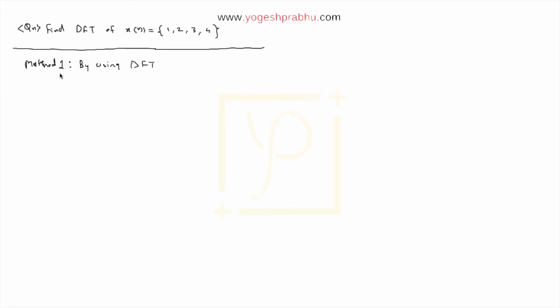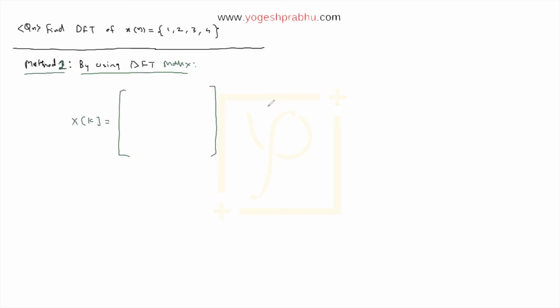Now we'll go for the second method. Method 2 is a lot simpler than the first one, and we will get the answer very quickly. This is by using the DFT matrix. See how that works. You want to find x of k, that is the DFT of x of n. So we can write x of k like this: x of k is equal to, now you can use the DFT matrix.